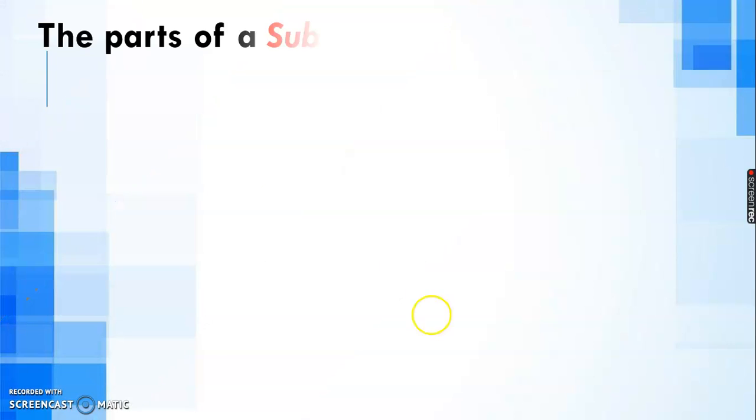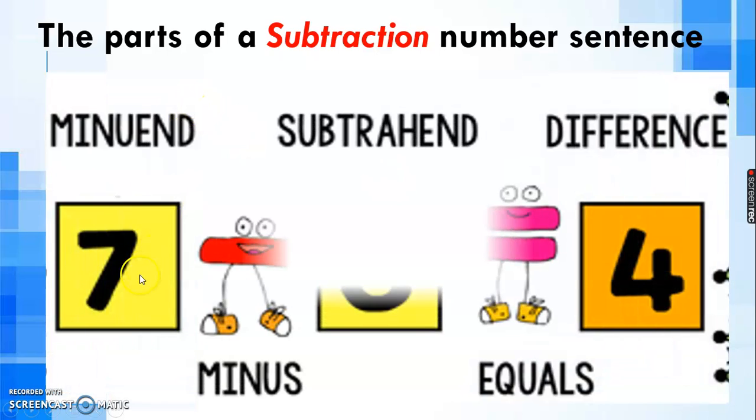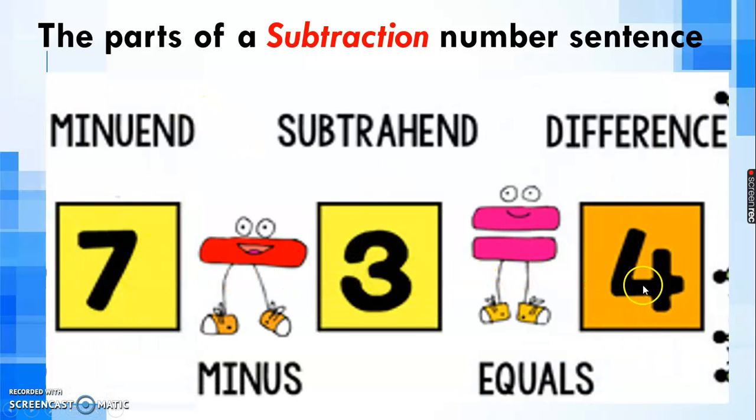Okay, next. The parts of a subtraction number sentence. 7 minus 3 is equal to 4. 7 is what you call minuend, and this sign is minus. And 3 is what you call subtrahend, and this sign is the equal sign. And 4 is the difference.